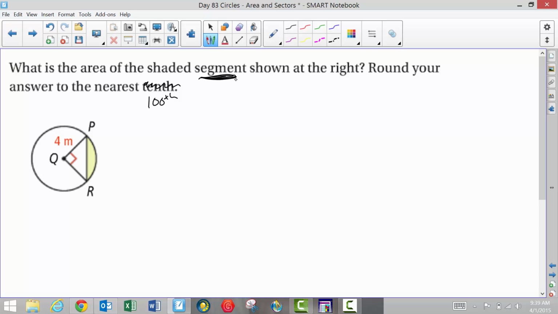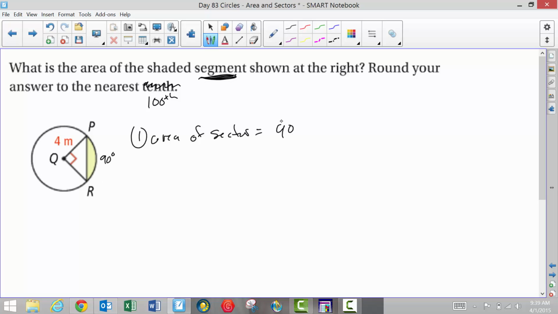Okay, don't get confused between sector and segment. Both of them start with S, but they're two different areas. So area of a segment. First thing, I need area of the sector, which is my arc measure. My arc measure is 90. It's the same as my central angle. So the arc of PR is 90 degrees. Why is it 90? Because my central angle PQR is 90.